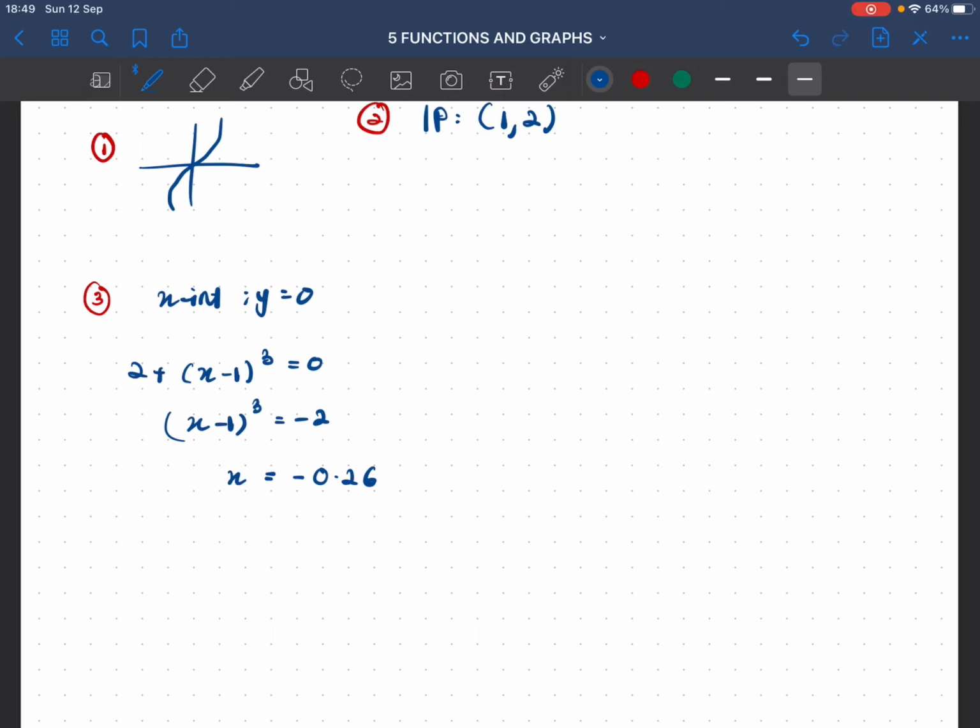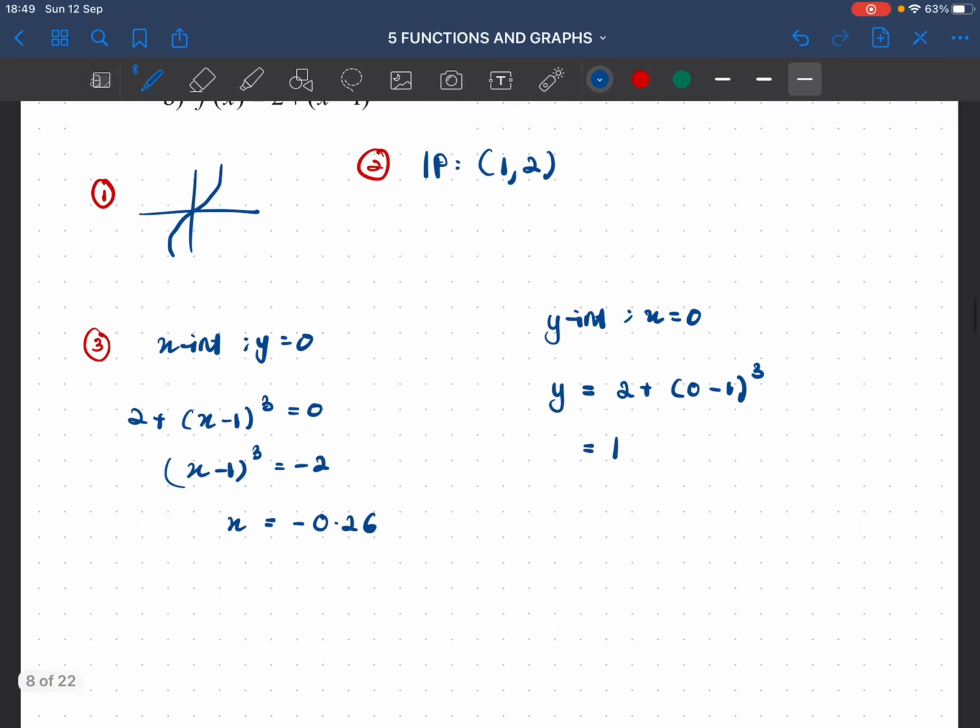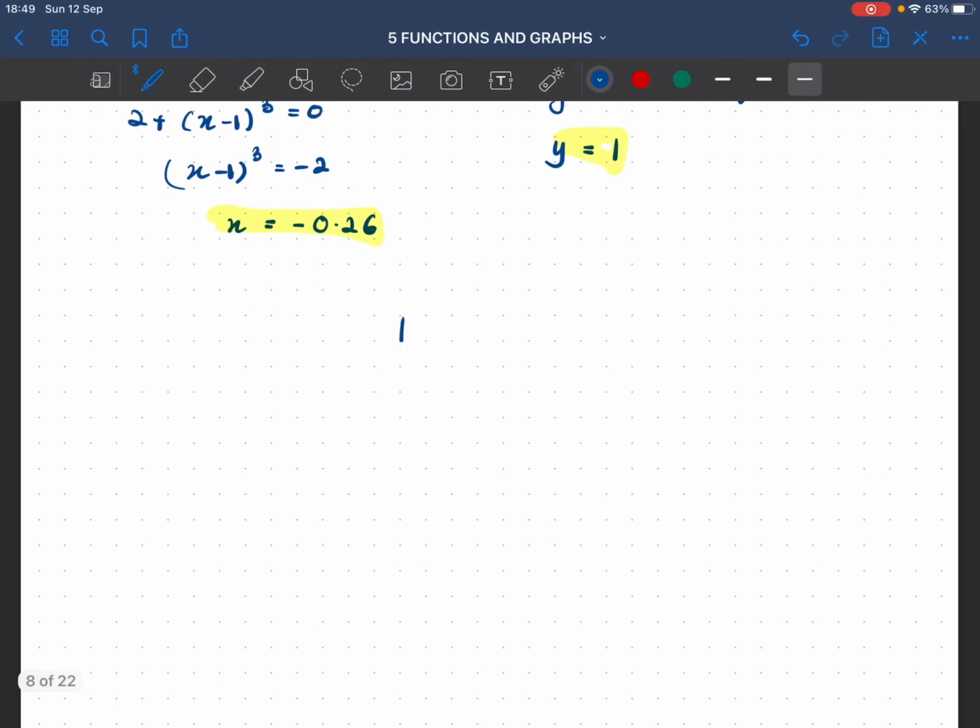Now we want to find our y-intercept, when x equals 0. So we will have y equals 2 plus (0 minus 1) cubed. Here we get 2 minus 1 equals 1. So we have everything that we want. We have the inflection point, our x-intercept, and our y-intercept. Let's sketch our graph.